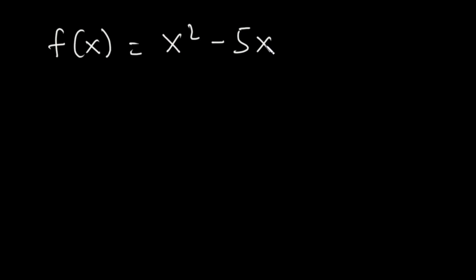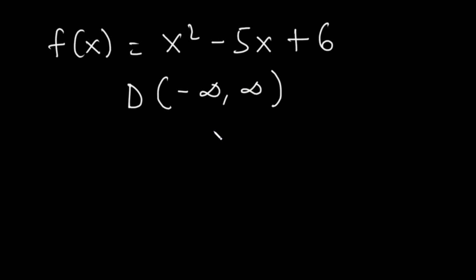What is the domain of this function, f of x is equal to x squared minus 5x plus 6? Like we did in the previous example, the domain for this particular function is going to be the set of all real numbers from negative infinity to infinity. This is because any real number you insert in place of x in this equation is going to make the function defined. So the domain is going to be x such that x is the set of all real numbers.